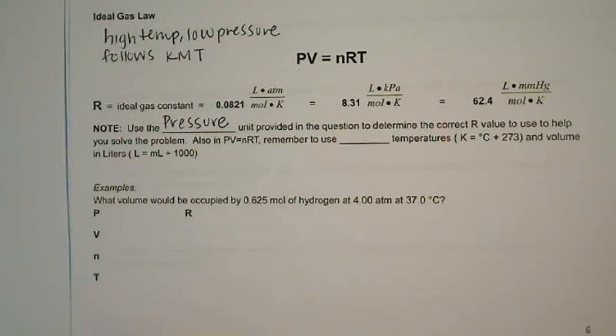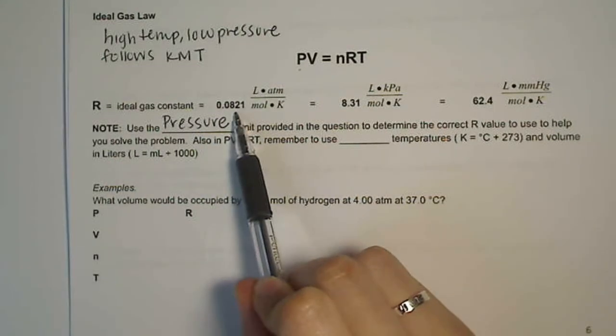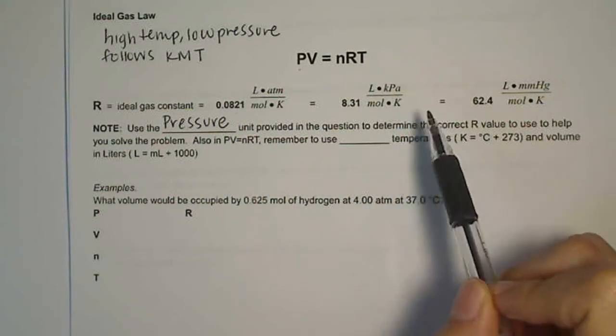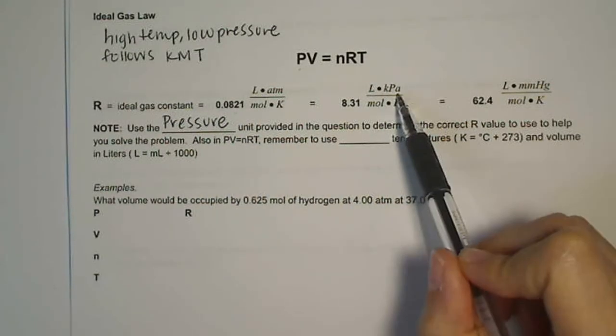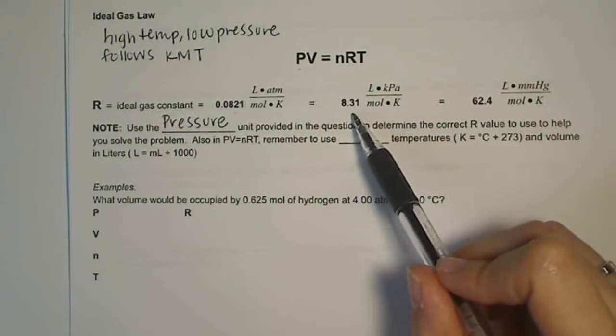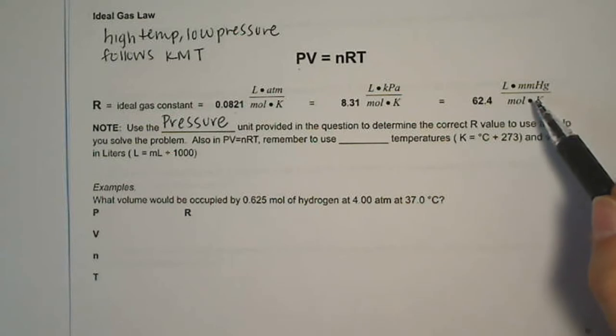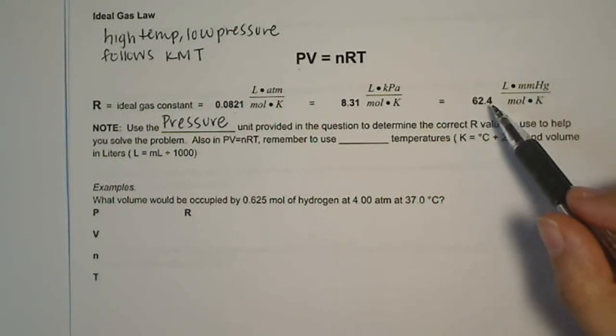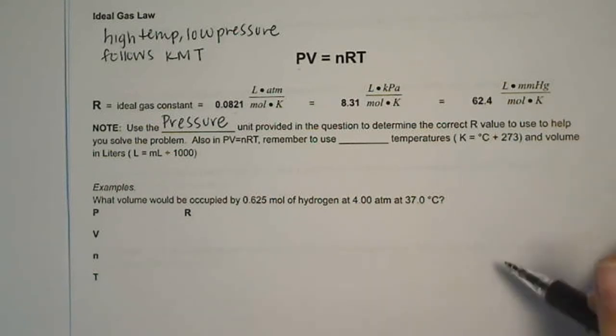For example, if the pressure unit that you're in is atmospheres, you're going to use 0.0821 for your R. If your pressure unit is kilopascals, you're going to use 8.31 for your R. And if your pressure unit is mmHg, millimeters of mercury, you're going to use 62.4 as your R. So it really depends on which unit of pressure you're in. That's the R that you use.